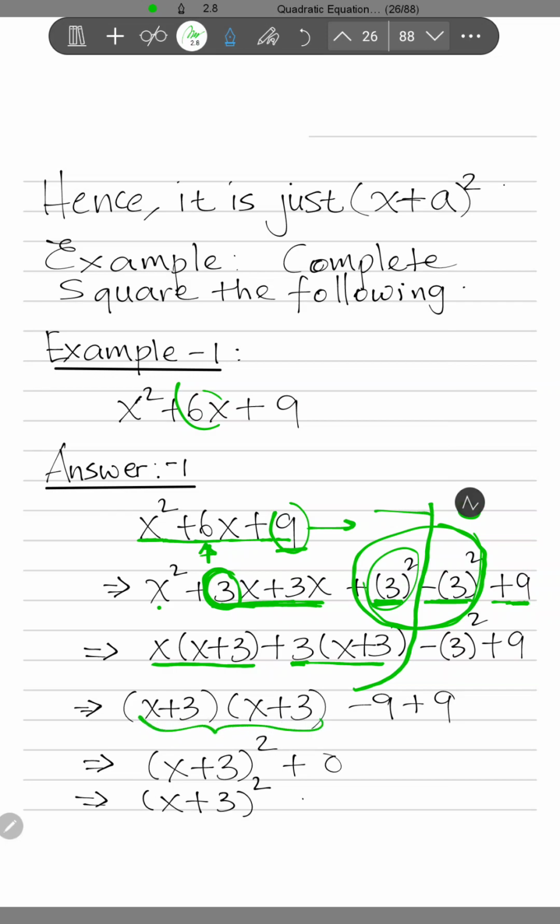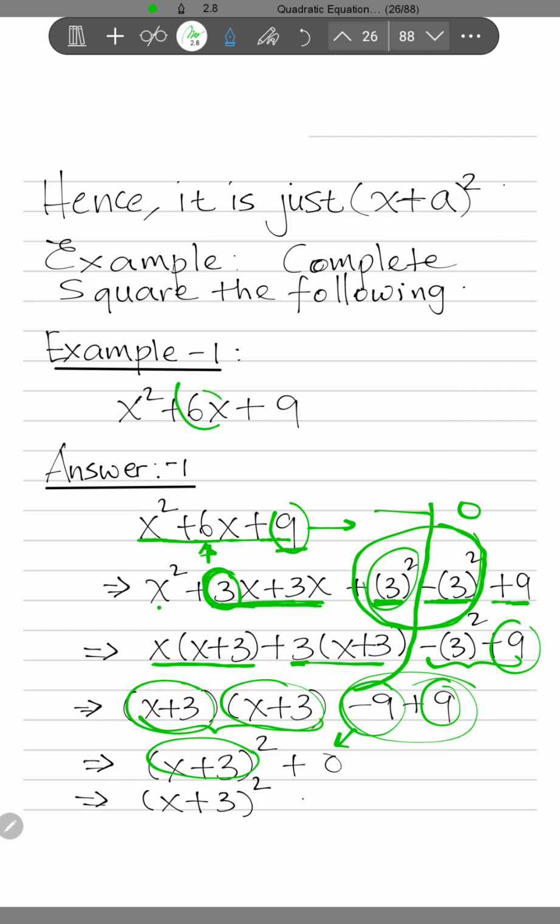Now this part is a complete square, which is x plus 3 times x plus 3, is x plus 3 the whole square. What about the other part here? I add also that part, then I will find out the value if there is any. Yes, minus 3 square is minus 9, and then I have a plus 9 here. These two will give me 0. In this case, I get 0.